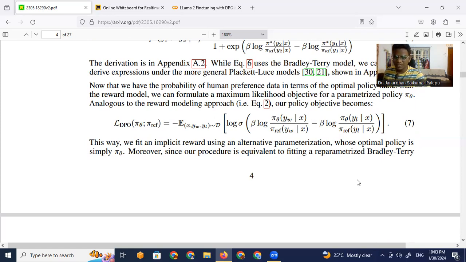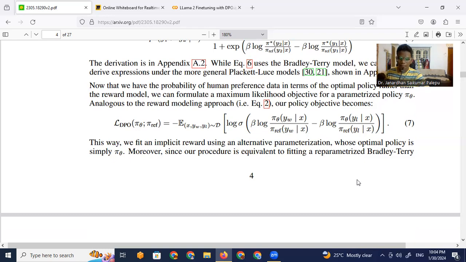So this is the loss function of DPO. Pi theta again is the current model. Pi ref is the original pre-trained model. Here we don't even have to use reinforcement learning in DPO. It is pretty direct.